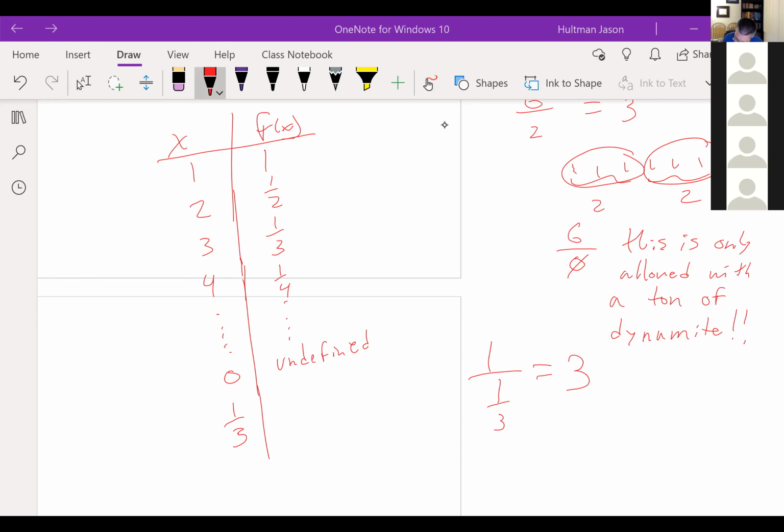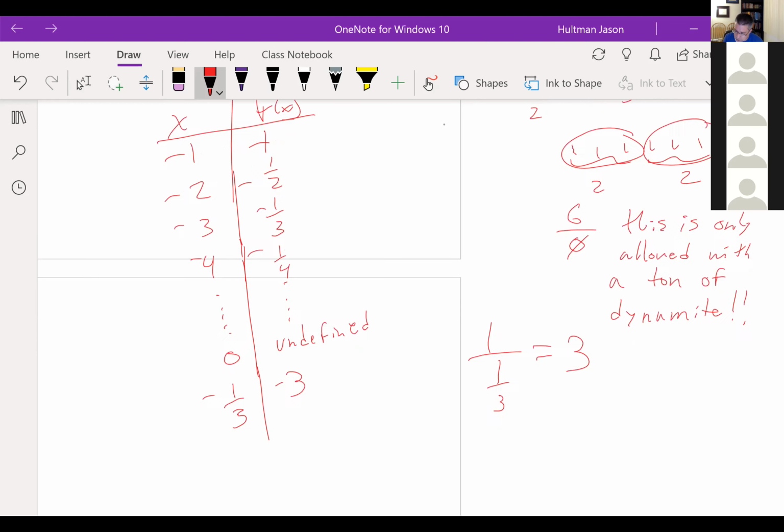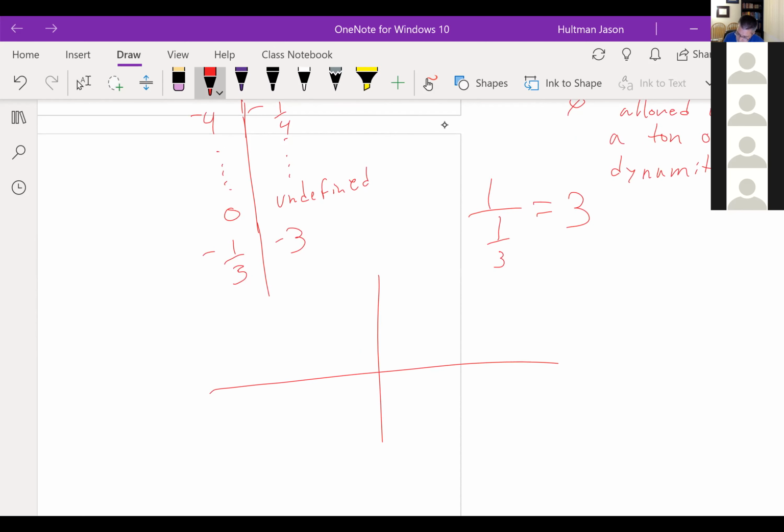It should be 3, right? So we're getting the opposite. And we could do negatives of all these too if we really wanted to. So what is this going to look like when I graph it? Well, at 1, I'd be at 1. At 2, I'd be at 1/2. At 3, I'd be at 1/3. At 4, I'd be at 1/4. At 1/3, I'd be at 3.